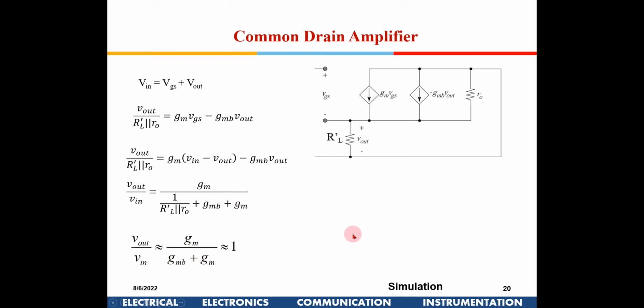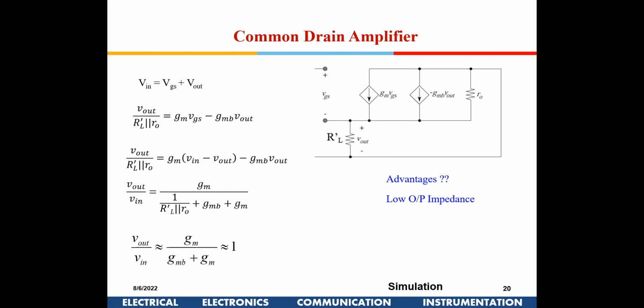But in this case, why am I calling it an amplifier, if at all there is no voltage gain? Can anybody tell me? It is actually an attenuator, right? But I call it an amplifier. Anybody can make it? Related to current? Current, yes. Current gain. Actually, there is a power gain.